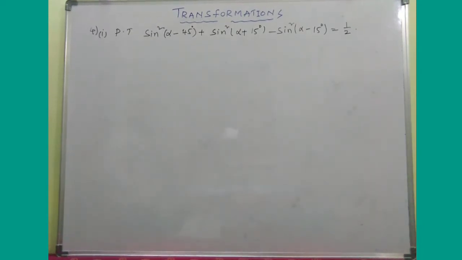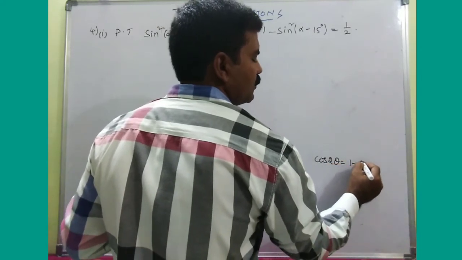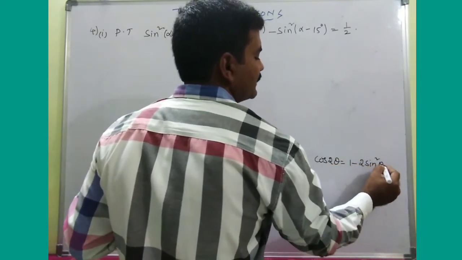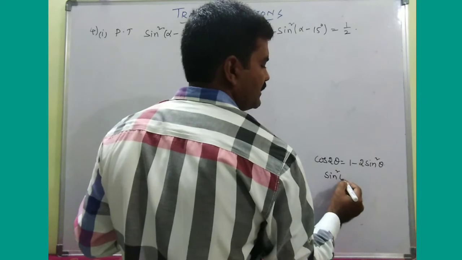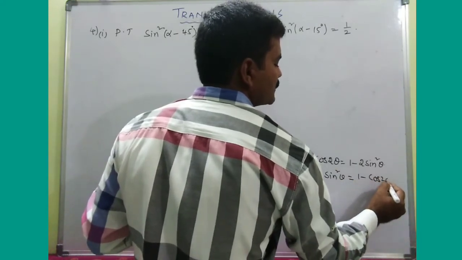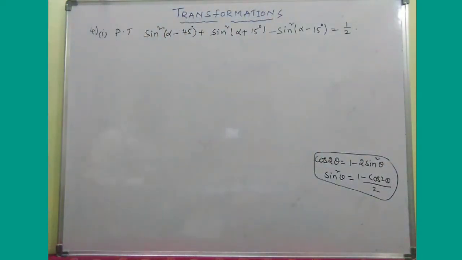So look at this question. Prove that sine square of alpha minus 45 degrees plus sine square of alpha plus 15 degrees minus sine square of alpha minus 15 degrees is equal to 1 by 2. So here we use a formula. We know that cos 2 theta is equal to 1 minus 2 sine square theta, and from this, sine square theta can be written as 1 minus cos 2 theta by 2. So this is the formula we are going to apply here.